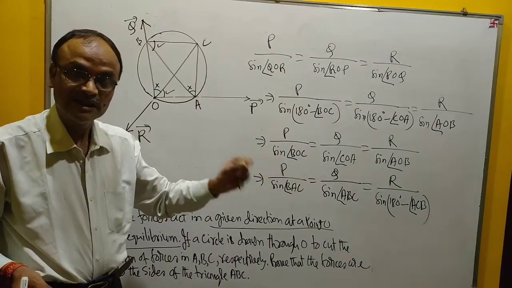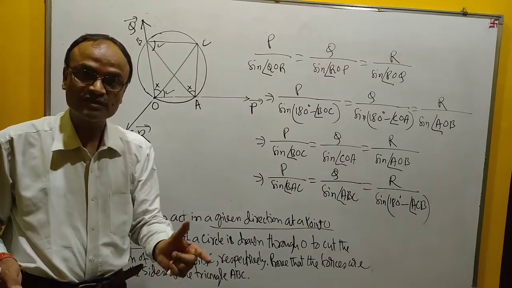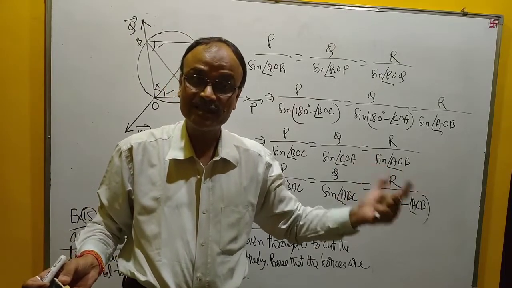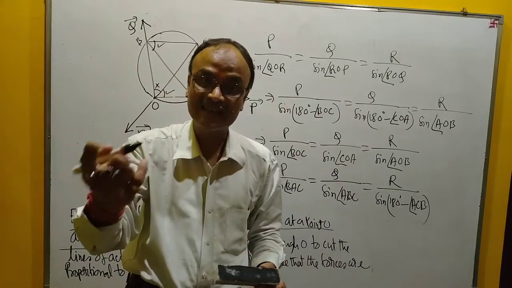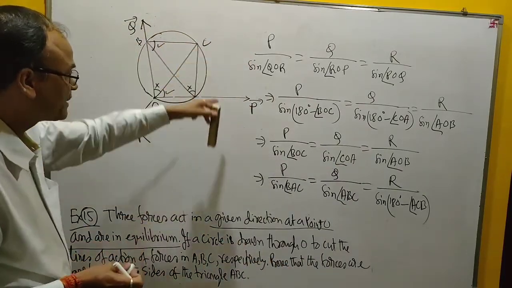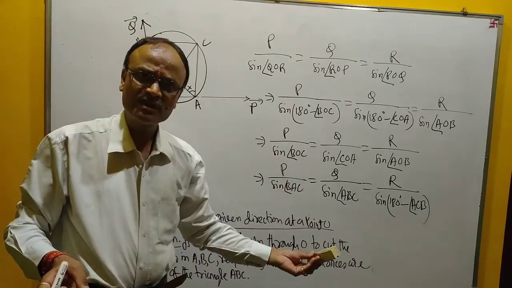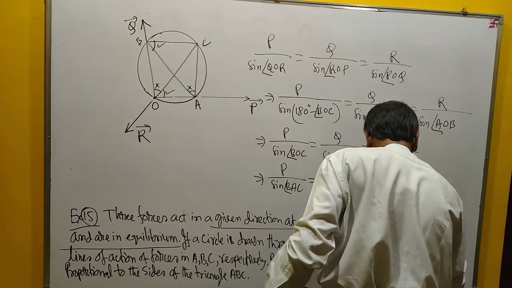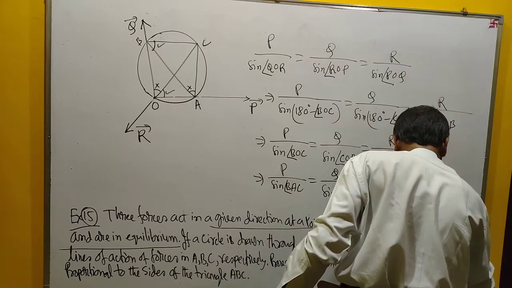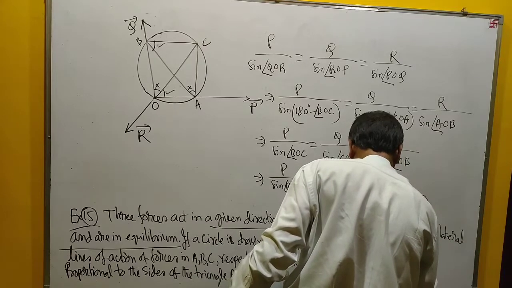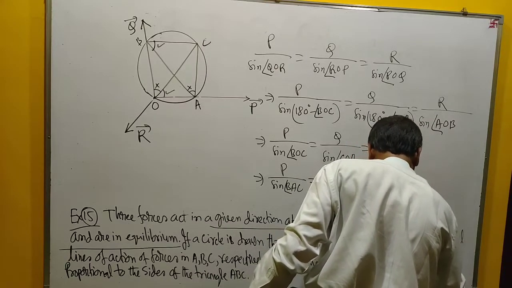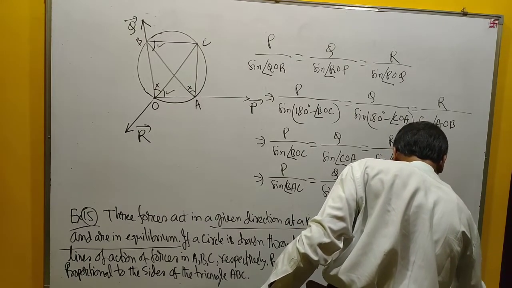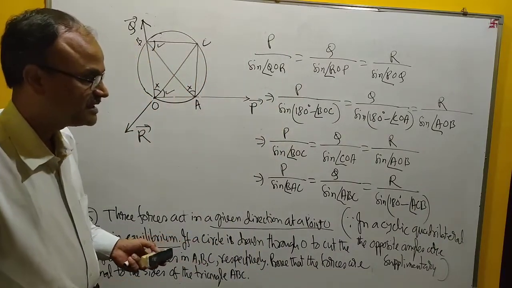We have applied the logic: in a cyclic quadrilateral, the sum of the opposite angles is supplementary. This means that the sum of the opposite angles in a cyclic quadrilateral is 180 degrees.